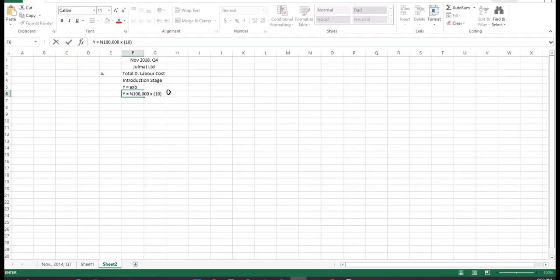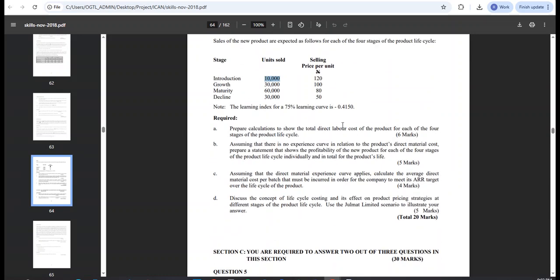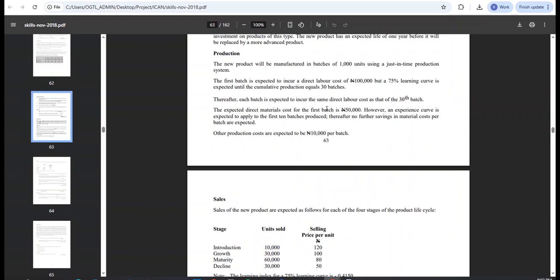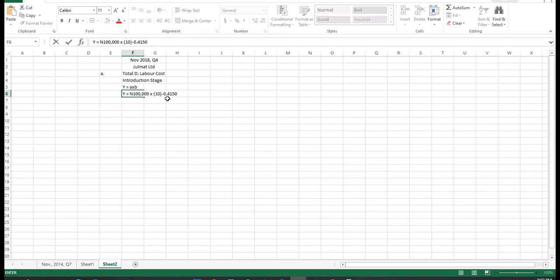Raised to the power what? They've given us minus 0.4150. So what do we have? 10 raised to the power minus 0.4150. What do we have?